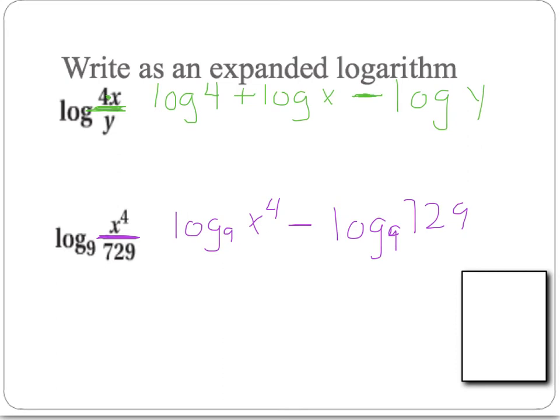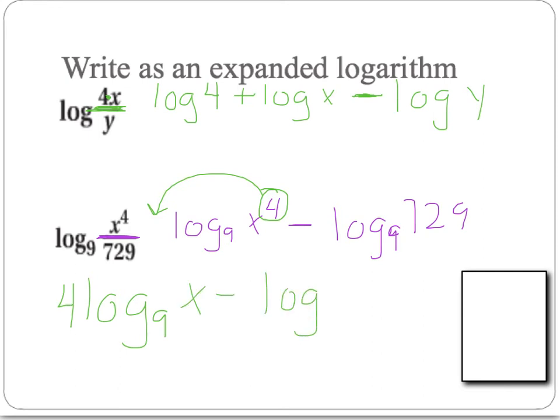Now you have to make sure to remember, if you have an exponent, that has to get brought on to the outside. So my final answer would be 4 times log base 9 of x subtract log base 9 of 729. And this would be it.